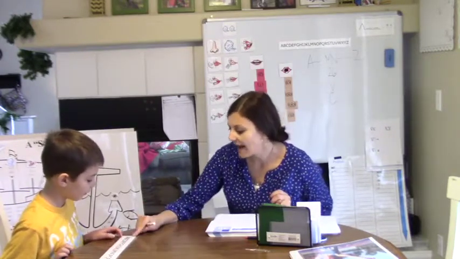Beginning with the letter A, we're going to accent every other letter. A, B, C, D, E, F, G, H, I, J, K, L, M, and you switch hands. N, O, P, Q, R, S, T, U, V, W, X, Y, Z.